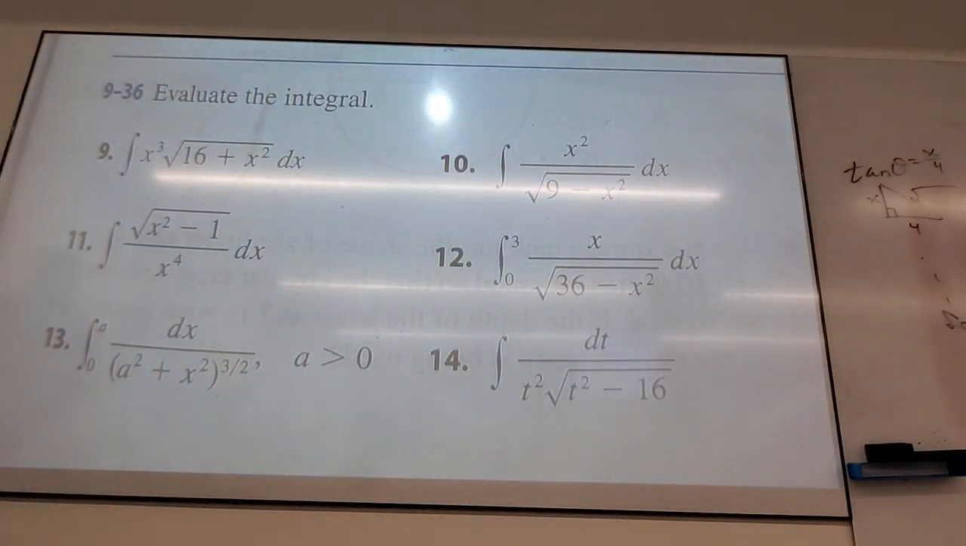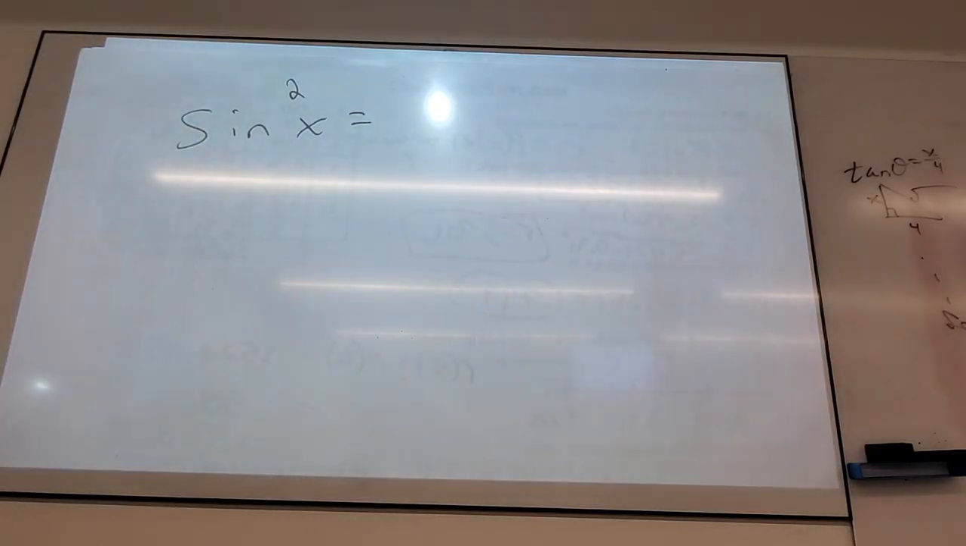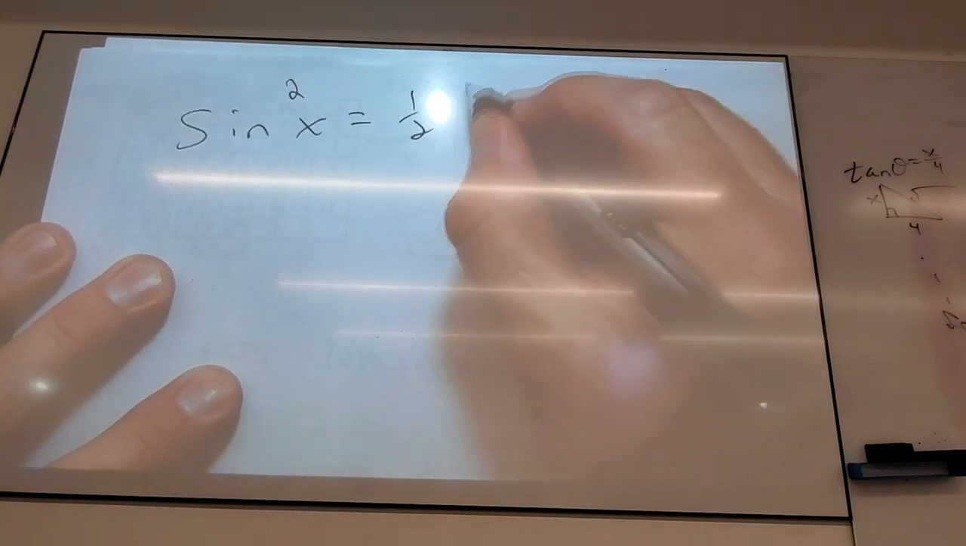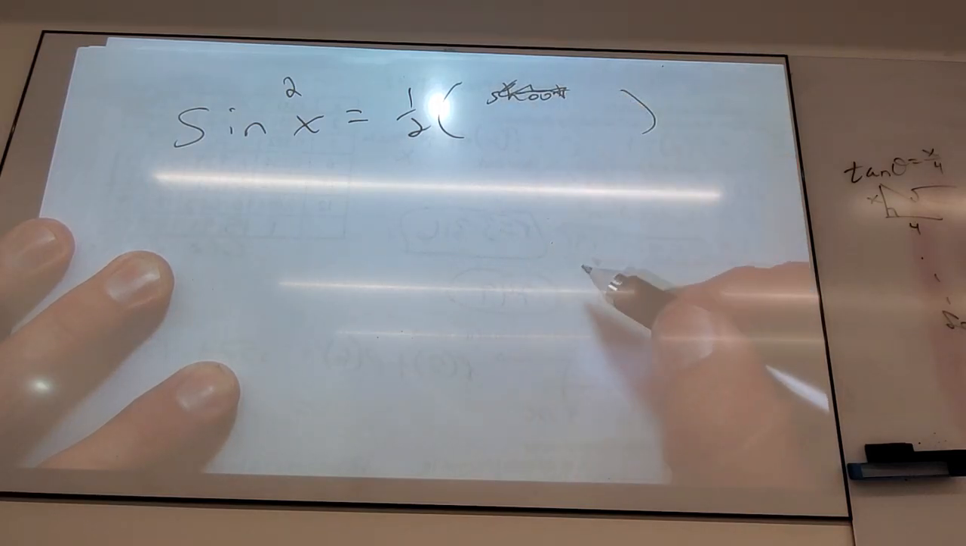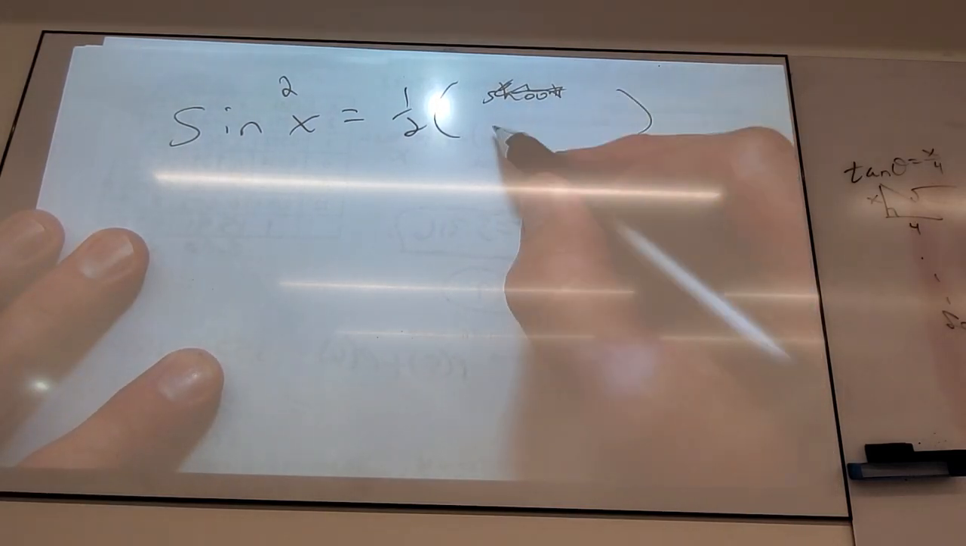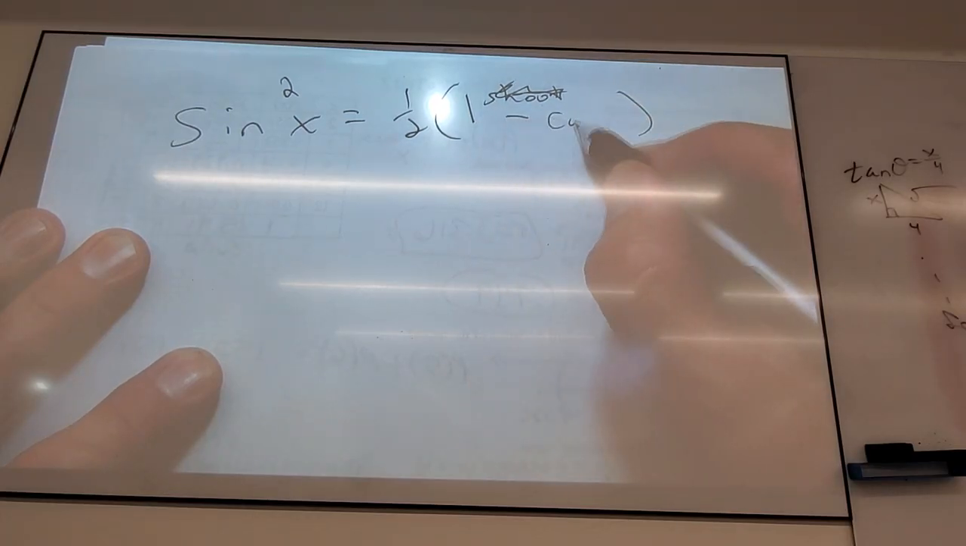All right. So looking back at 7.2, I had a really good discussion earlier with somebody about an issue I didn't really consider. Can somebody give me one identity for this? One half, one half, cosine. One half of one minus cosine 2x.